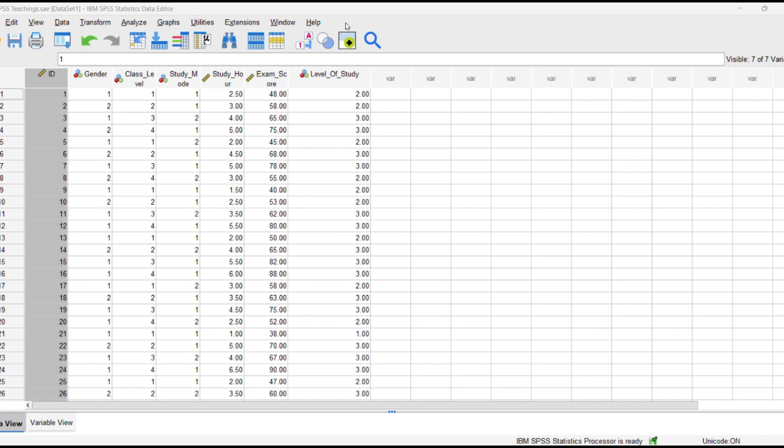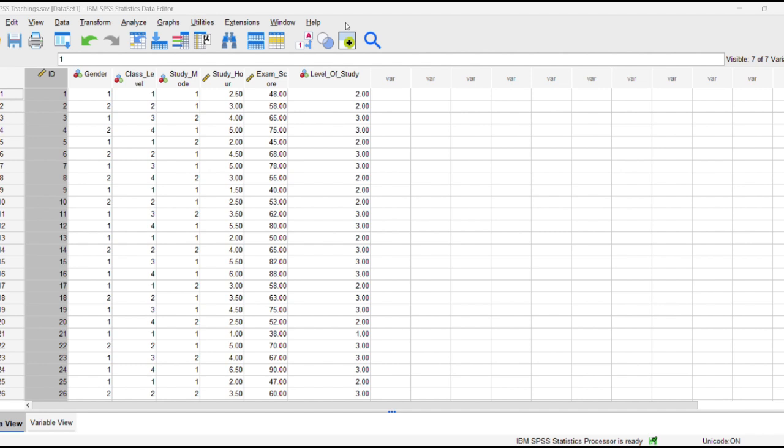In today's video, we'll be looking at how to run Spearman correlation in SPSS. I did a video earlier on how to run Pearson correlation in SPSS, and today we'll be looking at the other type of correlation which is called Spearman correlation.